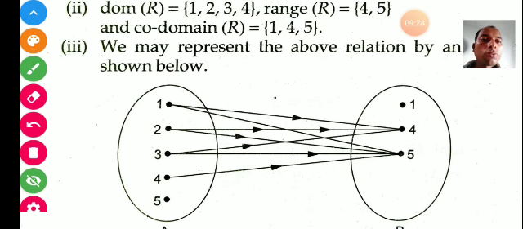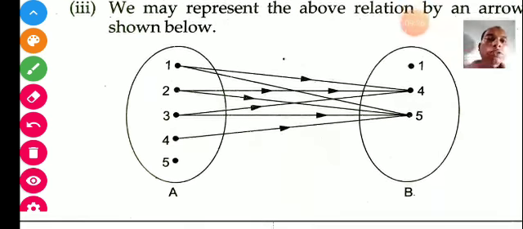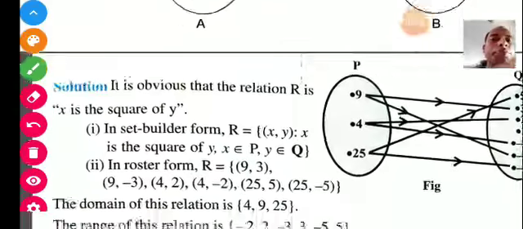In set A we have the elements 1, 2, 3, 4, 5, but in set B we have the elements 1, 4, 5. 1 is related to 4 because 1 is less than 4, 1 is related to 5, 2 is related to 4, 2 is related to 5. So whatever elements we got in the relation R are marked here as an arrow diagram. This way we will show our arrow diagram.